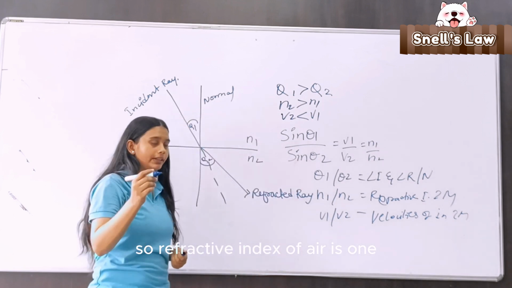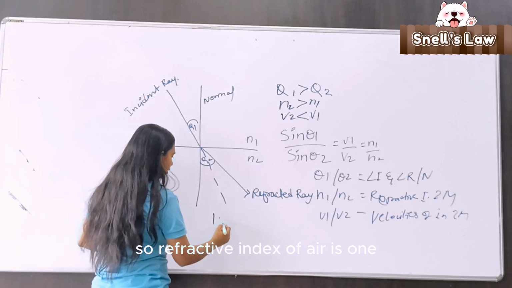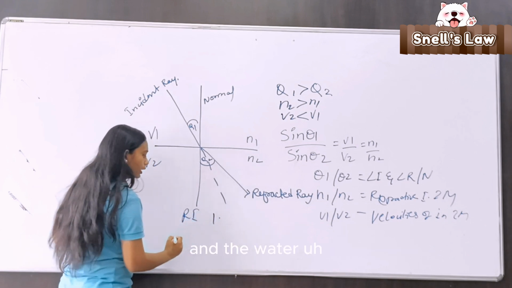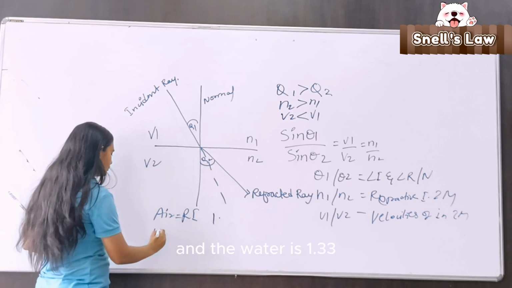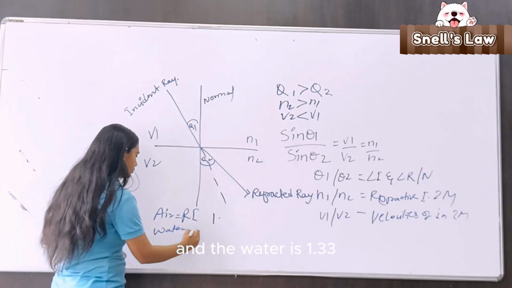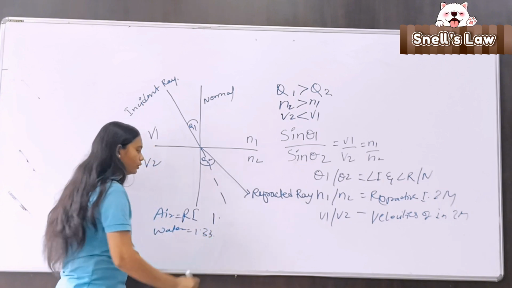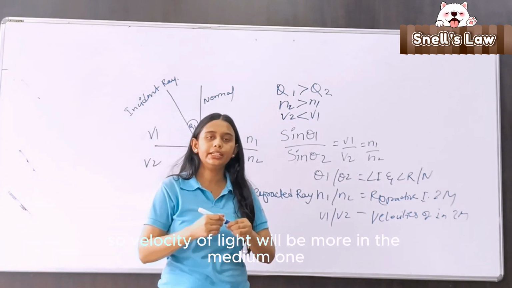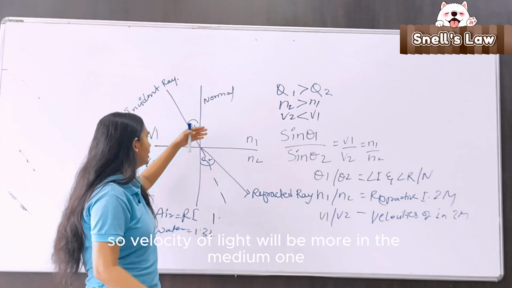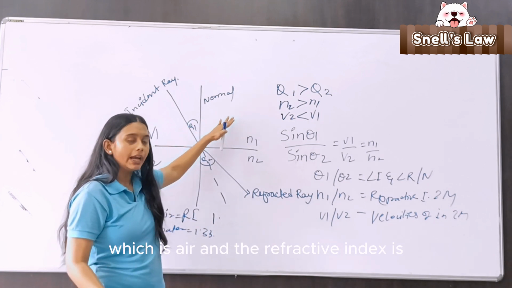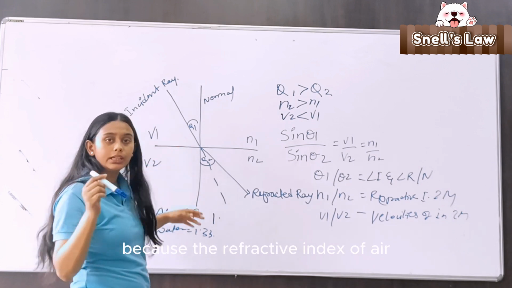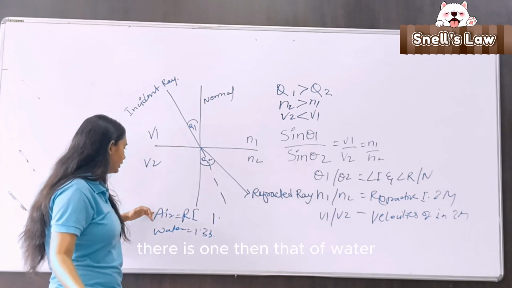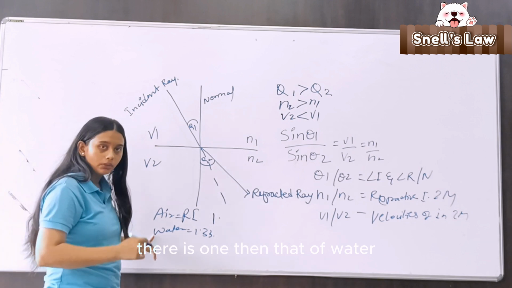The refractive index of air is 1 and the refractive index of water is 1.33. So the velocity of light will be more in medium 1, which is air, because the refractive index of air is 1, lower than that of water.